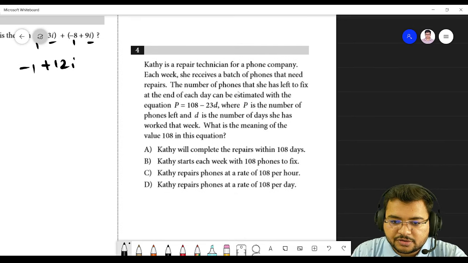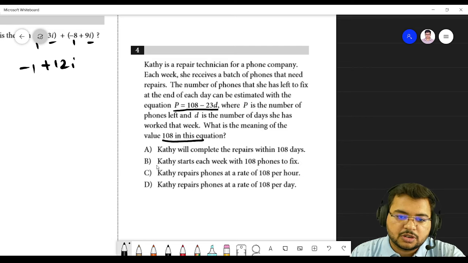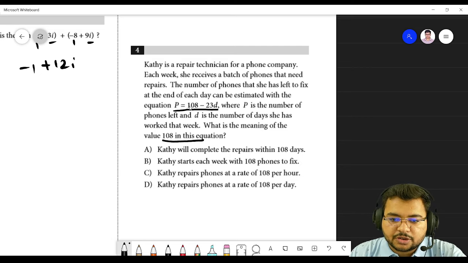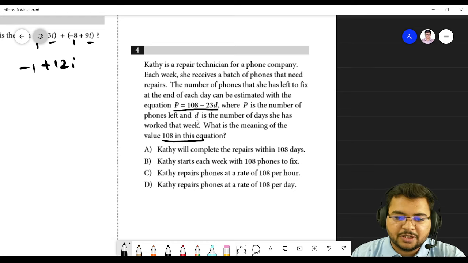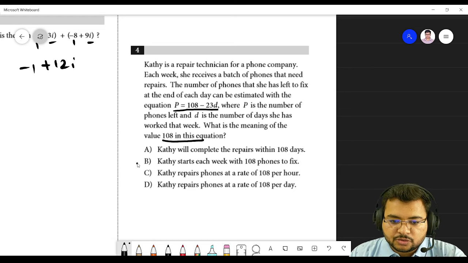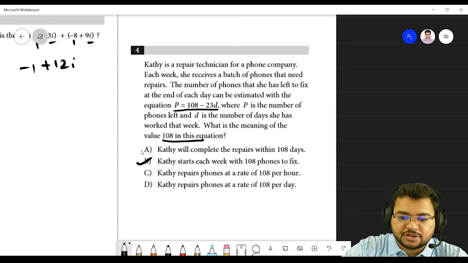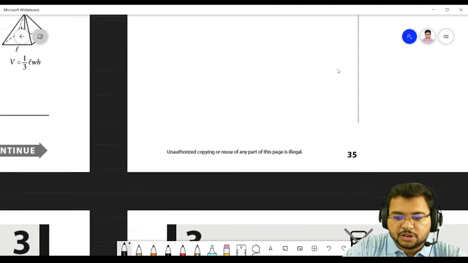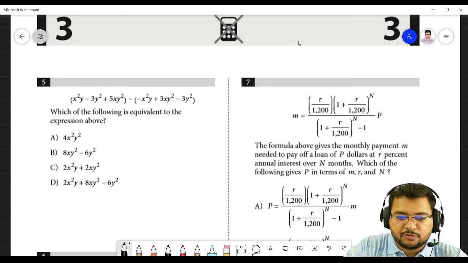Okay, Kathy. So this is the equation given where P is the number of phones left and D is the number of days she had worked that week. What is the meaning of the value 108 in the question? Okay, so here the question is given 108 minus 23D. So that means the initial mobiles with Kathy will be 108. So it will be B, that is, Kathy starts each week with 108 phones. And as she keeps working, the number of phones will decrease.